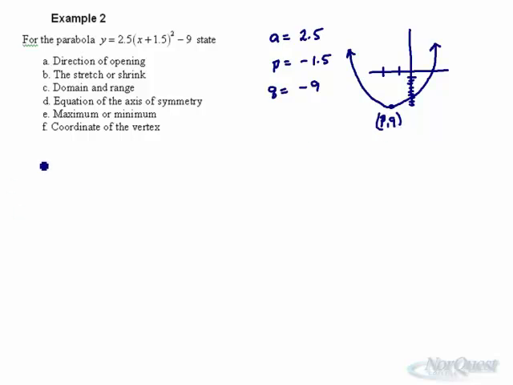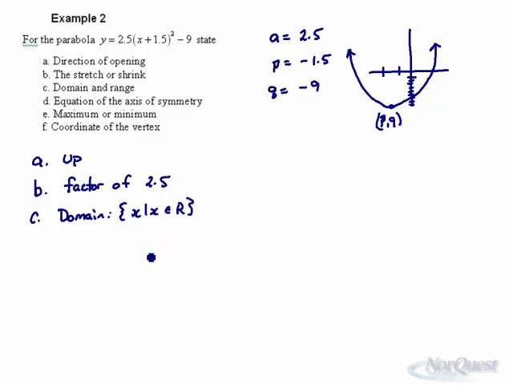So again, we can state our direction of opening. In this case it'll be up because A is positive. If A was negative, we open down. The stretch factor is the A value, so it's a factor of 2.5. The domain and range again. The domain of all quadratics, by the way, is always going to be x such that x is an element of the real numbers. In lesson 1, I was telling you that. Now you're actually proving it.